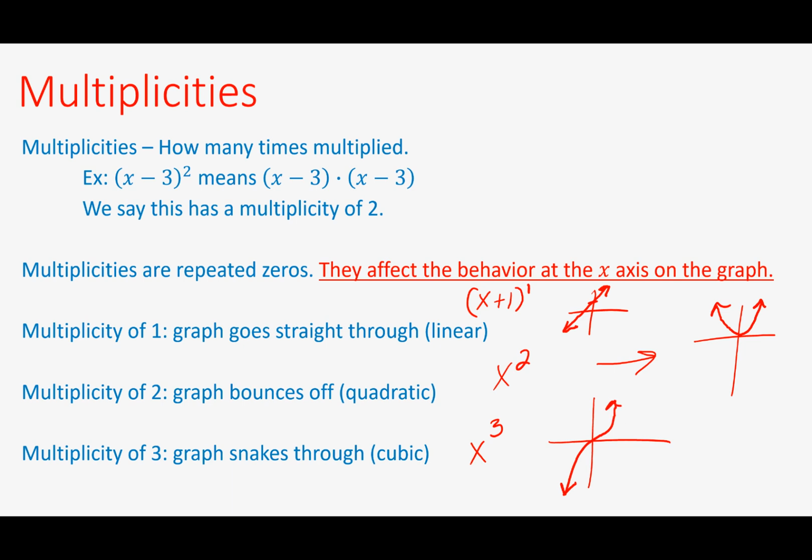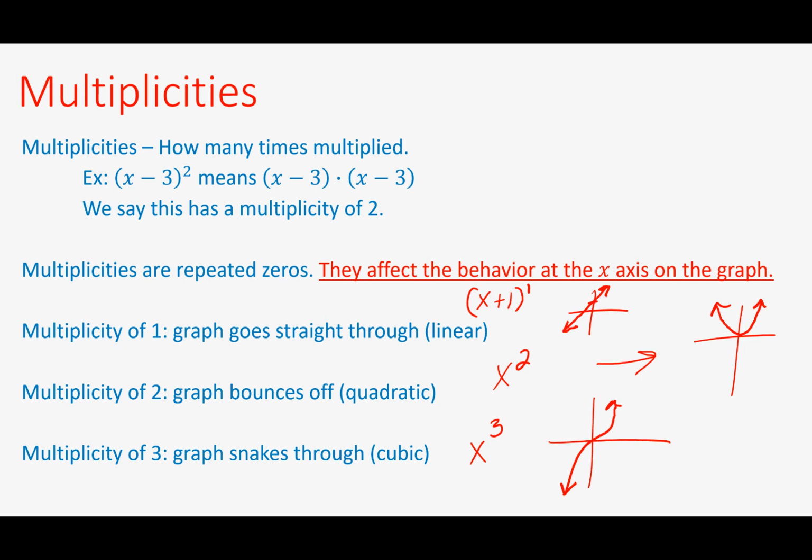So it kind of curves through the origin. It's not straight through like our linear or multiplicity of 1. It's not just slicing through it. It has some curving as it's going through the x-axis. So these are the 3 we're going to focus on in terms of multiplicities.